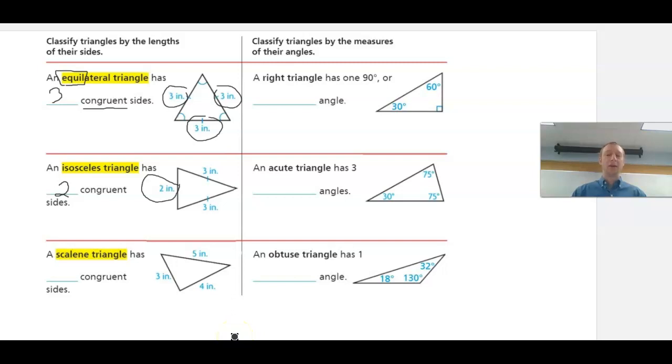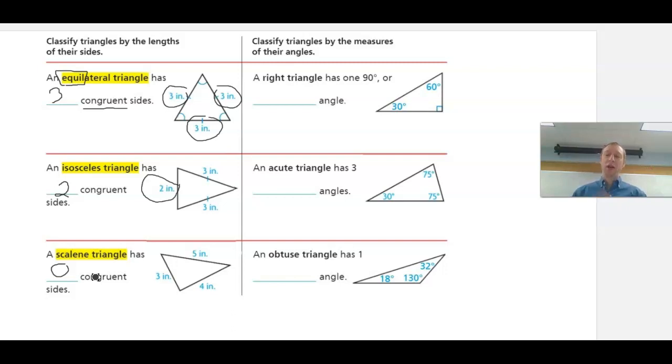And now what do you think is going to be the deal for a scalene triangle? A scalene triangle has blank congruent sides. Let's look: 5 inches, 4 inches, 3 inches. Are any of these sides congruent? No, of course not. None of them are congruent. So a scalene triangle has zero congruent sides. You've either got all sides the same, two sides the same, or no sides the same: equilateral, isosceles, and scalene.